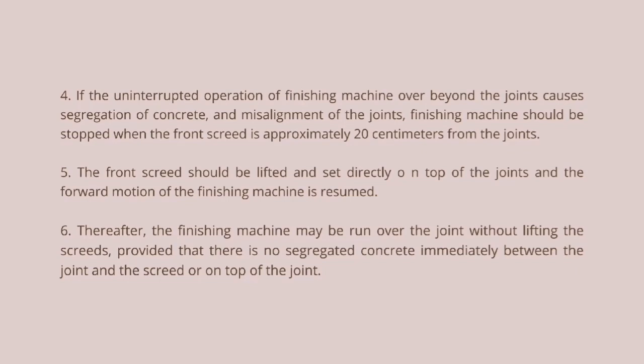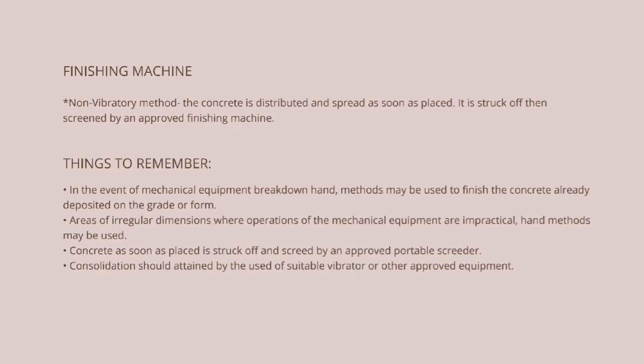And last is thereafter, the finishing machine may be run over the joint without lifting the screeds, provided that there is no segregation of concrete immediately between the joints and the screed or on top of the joints. Finishing machine, non-vibratory method. The concrete is distributed and spread as soon as placed. It is struck off, then screeded by an approved finishing machine.